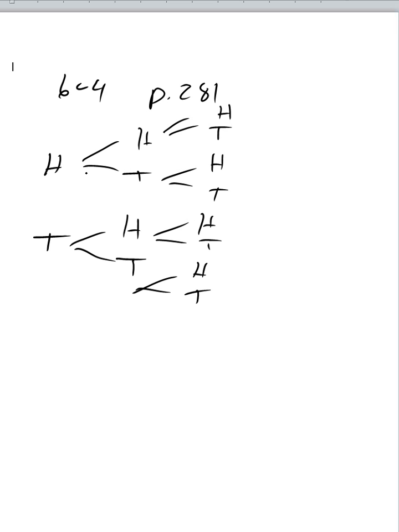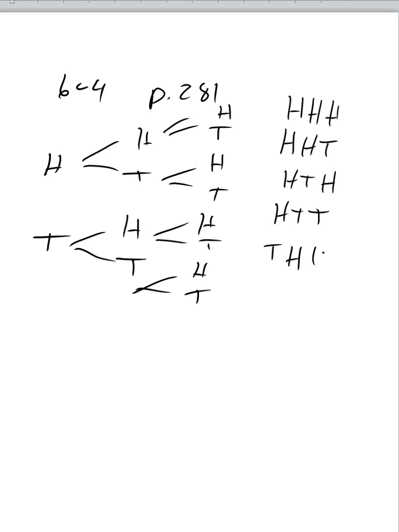So as we look at the possibilities here, if we go heads, heads, heads, we have the possibility of getting 3 heads in a row. Or we go heads, heads, tails. We could go heads, tails, heads, or we could go heads, tails, tails. And then we could go tails, heads, heads. We could go tails, heads, tails. We could go tails, tails, heads. Or we could go tails, tails, tails. So those are the eight possibilities that you get.